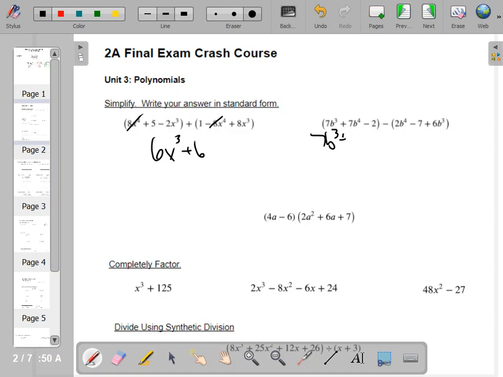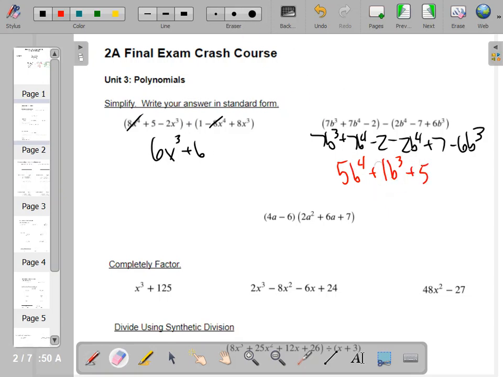The only thing that's different when you subtract is you need to make sure you subtract everything in this quantity. So now it's +7 and minus 6b to the third. You got to distribute the negative. Now I got, let's see, 7 and -2 make 5b to the fourth. 7 and -6 make 1b to the third. And I think I just have -2 and +7, which makes 5. So 5b to the fourth plus b to the third plus 5. You don't really have to write the 1 if you don't want to, so that's fine.